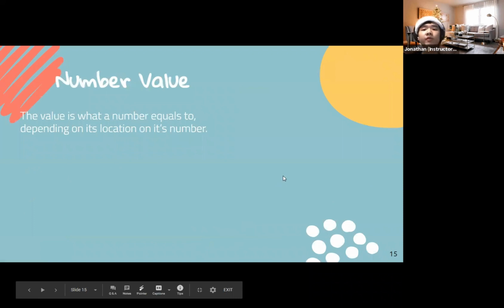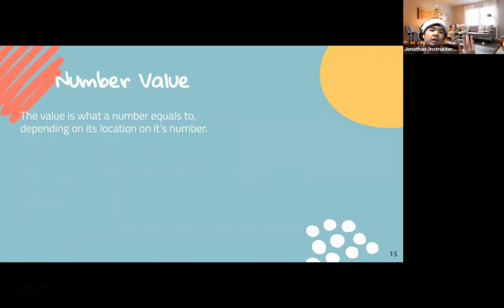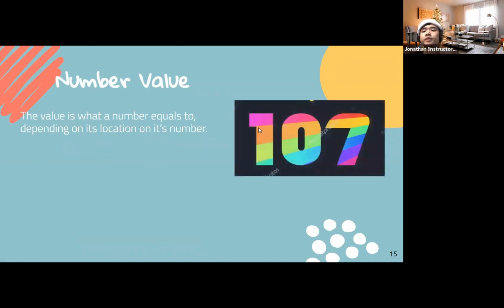All right, so how about number value? We went over place value, which is the position it's in: 1, 10, 100, thousands, 10,000s, a million, so on. But how about the number value? It's basically the same concept. So let's say I have the number 107. Nothing too special about it. It's just a weird number. So let's break it down. 1 hundreds, 0 tens, and 7 ones.